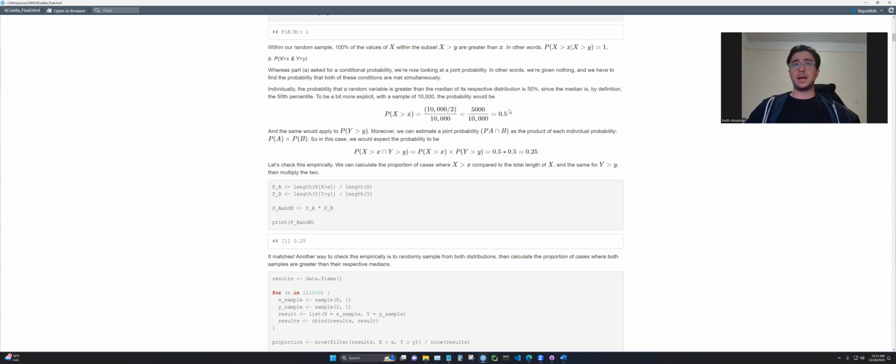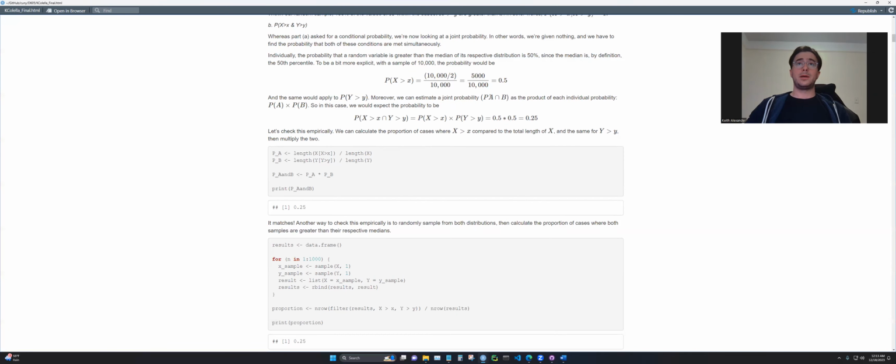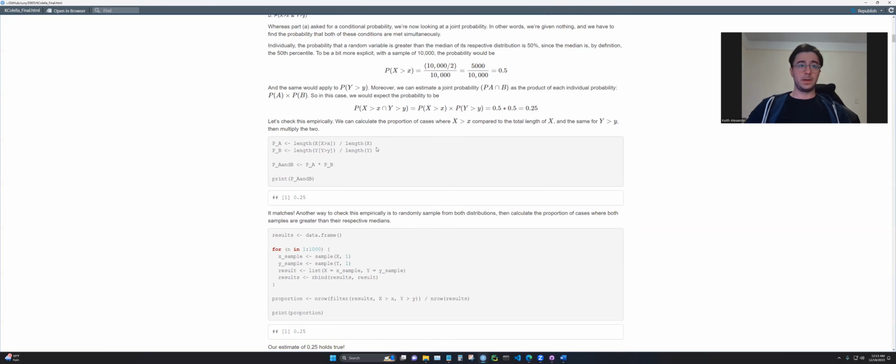We can write it out to actually calculate it, but we can know that just from the definition of the median. And we know that the same applies to both x and y. Calculating a joint probability, we know that we can take both of these individual probabilities and just multiply them to get this joint probability, which gives us 0.25.